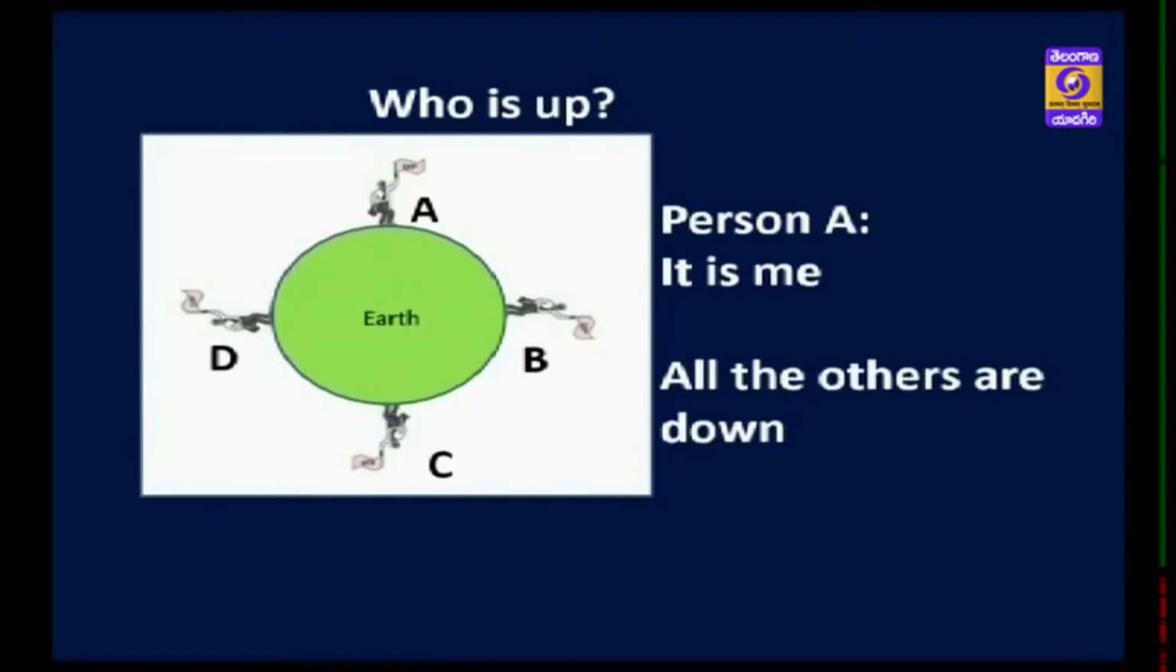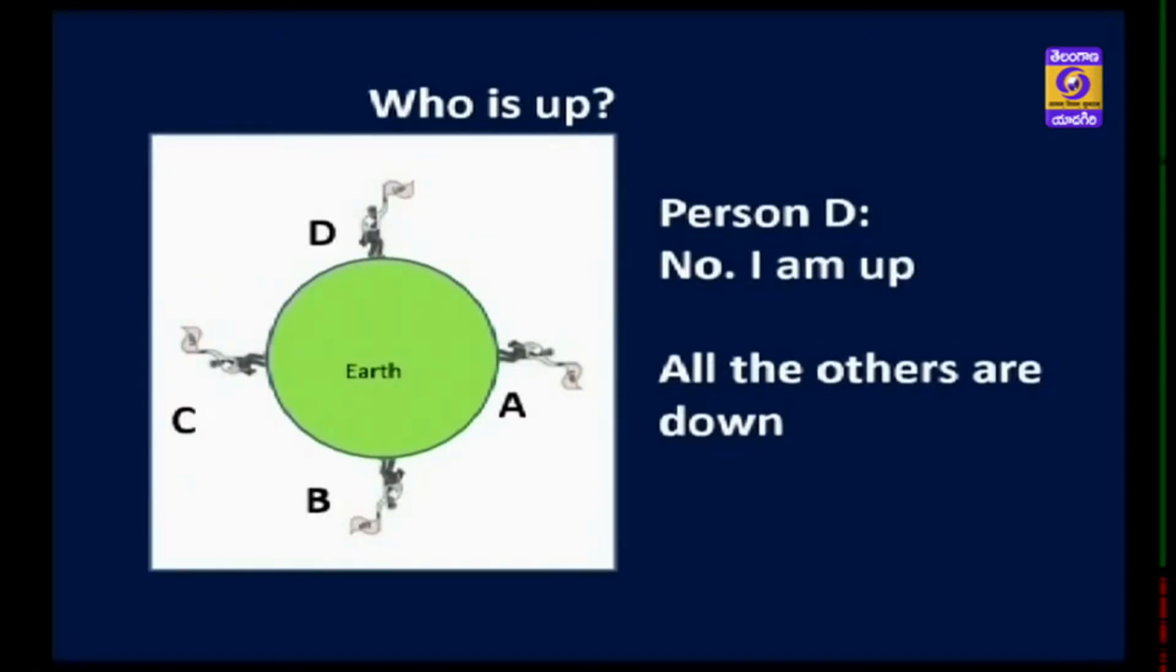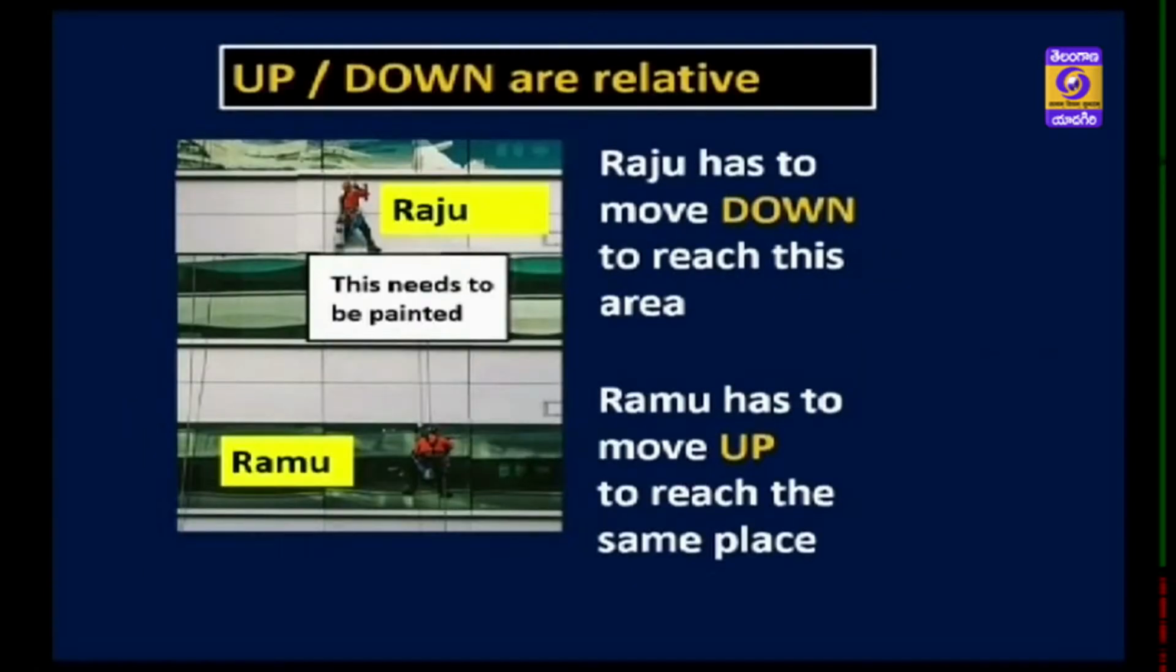This is another example. Here we have different people on the earth. In the figure we show only 4 people, A, B, C and D. When we ask who is up, the person A says it's me and all others are down. Children, what do you say? Is A right? Give the answer loudly. If we look from D's place, D appears to be up while the other 3 people appear to be down. So up and down are relative.